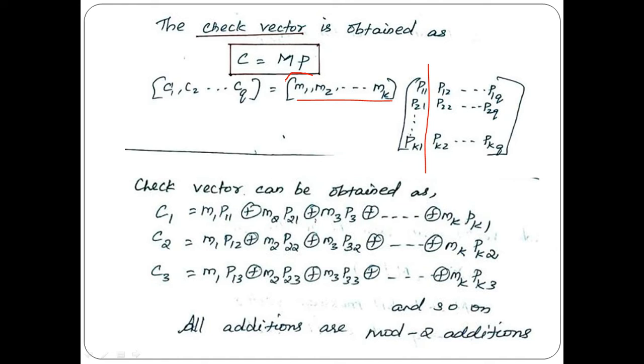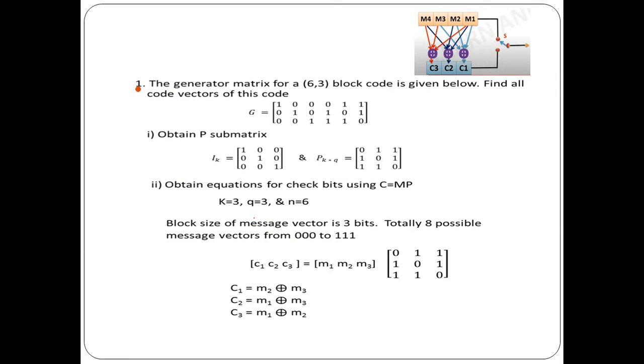So the first element m1 into p11 XOR m2 with p21, the second row, first column. Likewise we will add all the elements. The resultant we can write as c1. Likewise we will perform c2, c3. Here I have taken q equal to 3, so c1, c2, c3 are 3 check bits. So we are going to calculate the check bits like that. Let us see a problem, we will have a better idea.